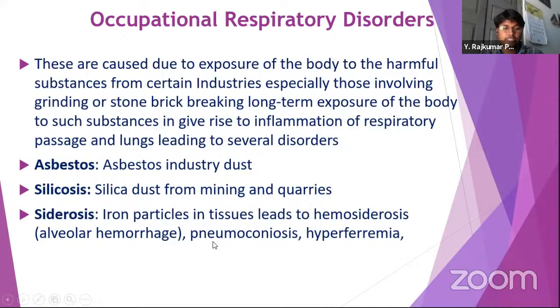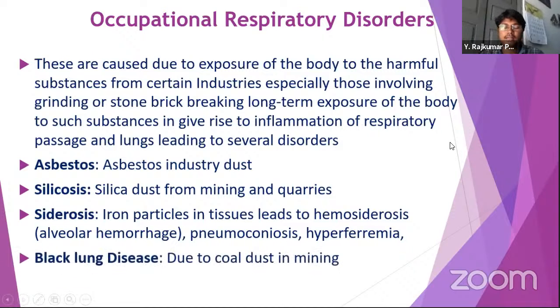And hyperferemia and pneumoconiosis, these are the disorders. Hyperferemia means an increase in the amount of iron in the blood. Next, black lung disease. Black lung disease is due to coal dust. Okay? The coal dust in mining.